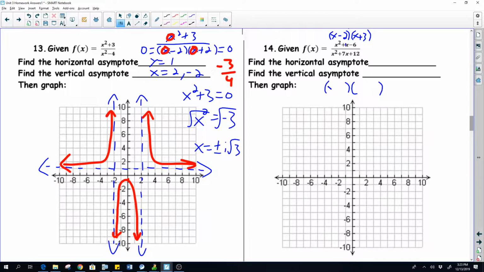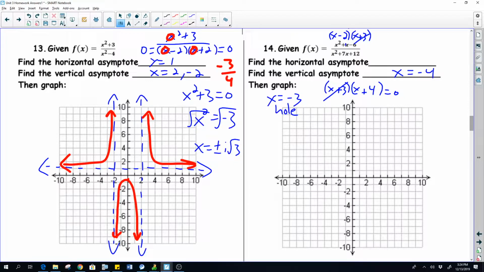And then on the bottom, factors of 12 are 3 and 4. Plus and plus. Cool. We do have something that cancels, and that's our hole. So at x plus 3, which is actually going to be x equals the opposite sign, so negative 3 is our hole. So don't forget to graph our hole. Then we're just left with x minus 2 over x plus 4. So the vertical will be the bottom, x plus 4. We set that equal to 0, and we get a negative 4.